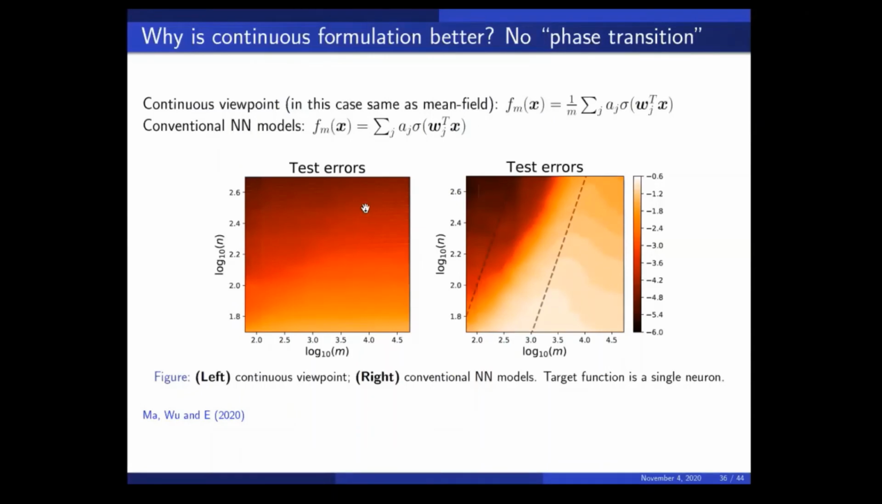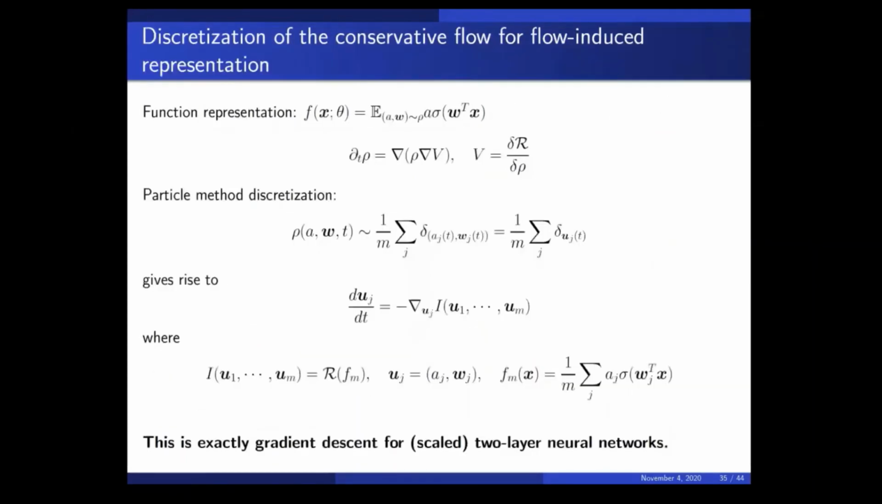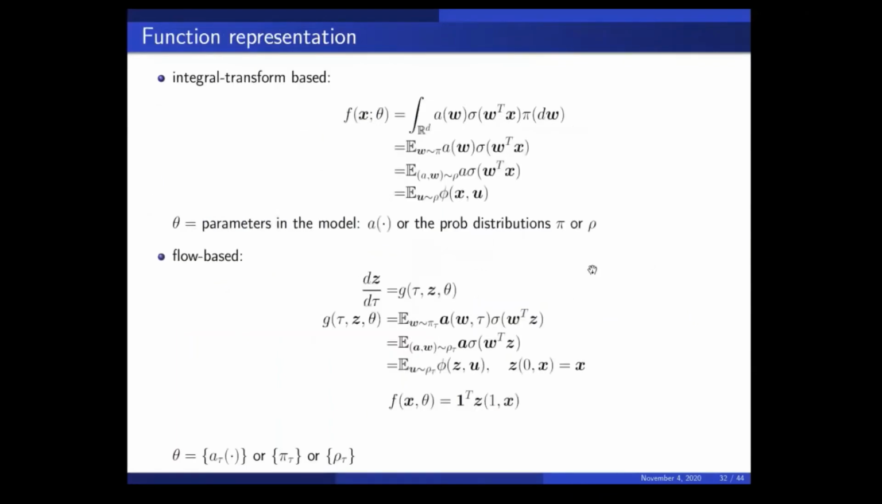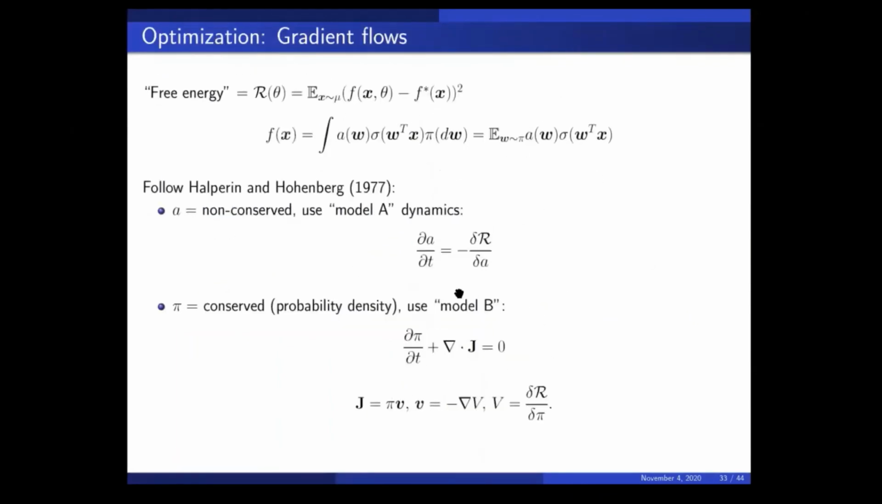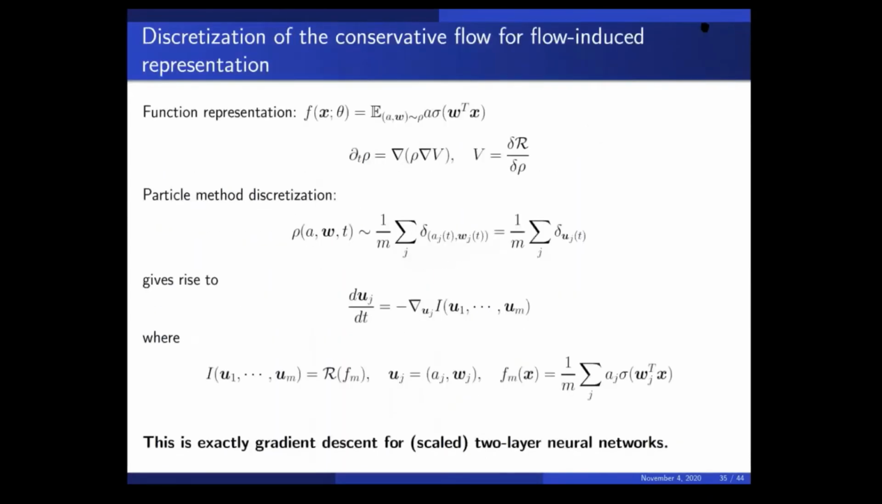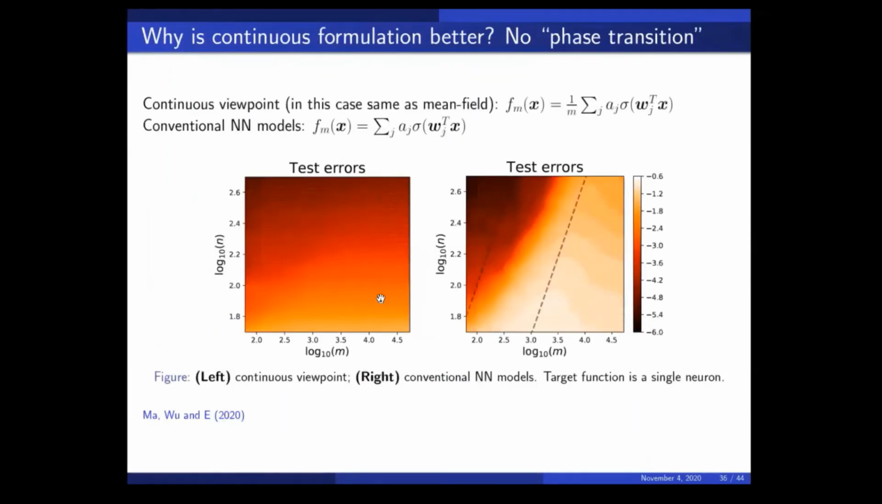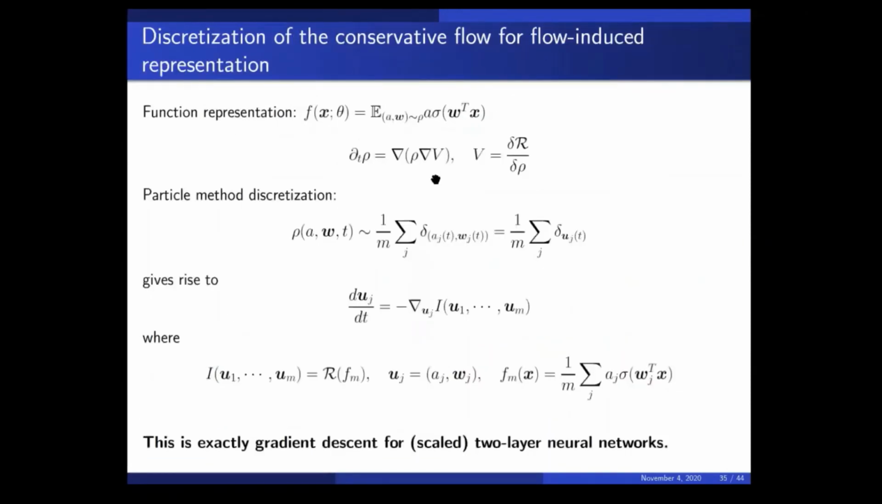But if you look at this scaling, there's a 1 over m here. You can see that the error is smooth. There's no phase transition. So this little result suggests that if we follow the continuous paradigm, and then discretize it, we get more robust models. The performance will be more robust. By the way, in this particular setting, the equation that I wrote down is the same as the so-called mean field equation for two-layer neural networks.